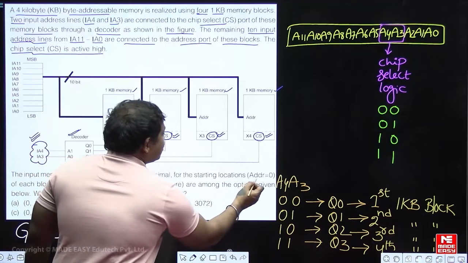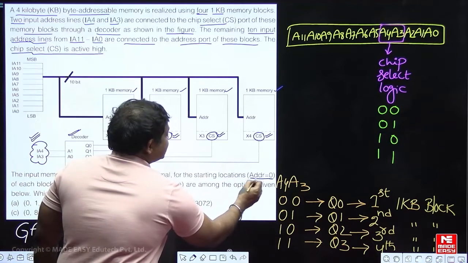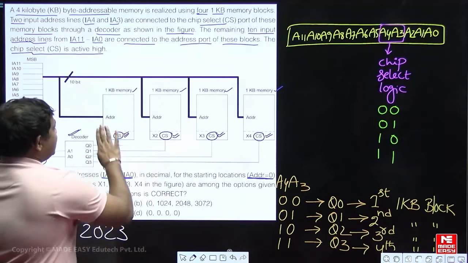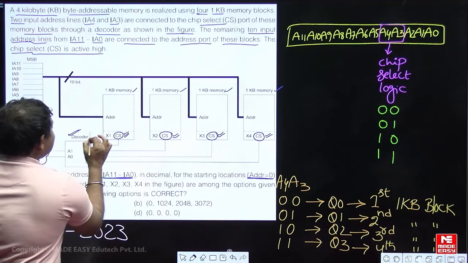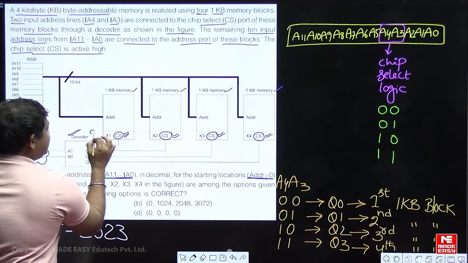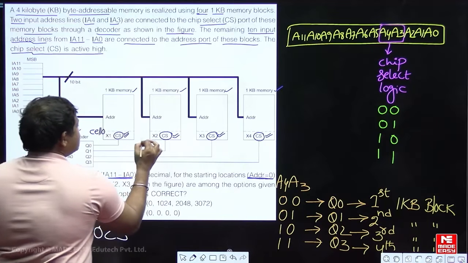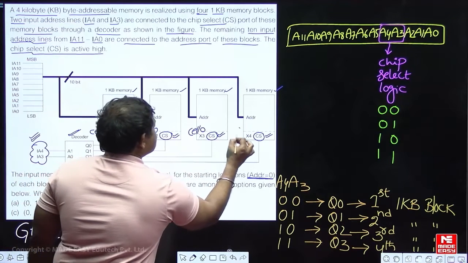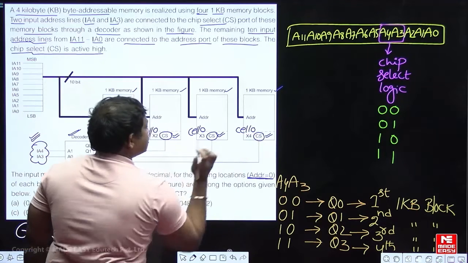For the starting locations, the address is equal to 0. So, in every memory bank, starting address will be 0. That means cell 0, cell 0 and cell 0 and also cell 0. Got the point?